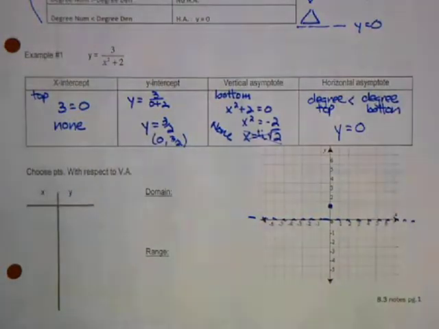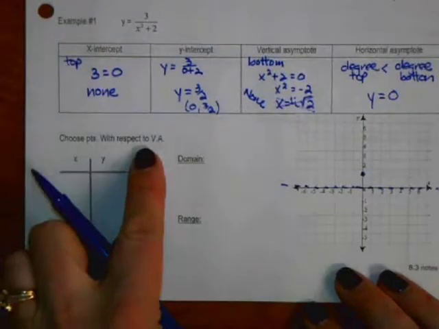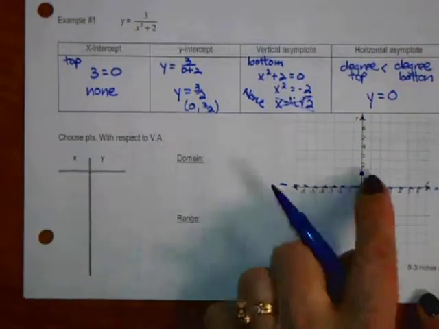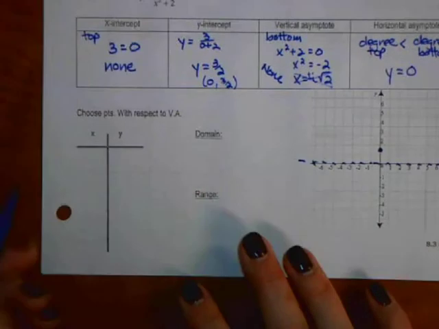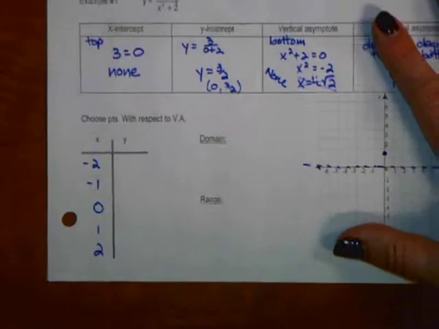So all of that just to come up with some points and to come up with the asymptotes, whether there are or not. Then you choose points with respect to the vertical asymptote, where there is none here. But I know I'm probably going all the way across, so I'm going to choose some negatives and positives and see if I can get enough points to sketch this graph. So I'm going to do -2, -1, 0, 1, and 2.